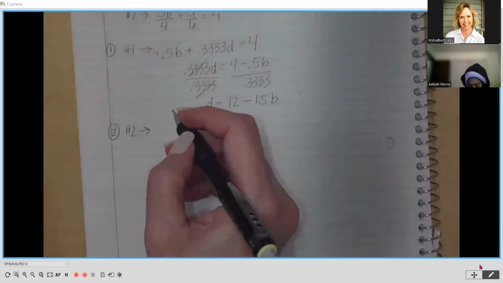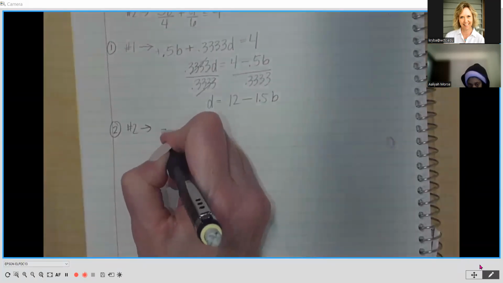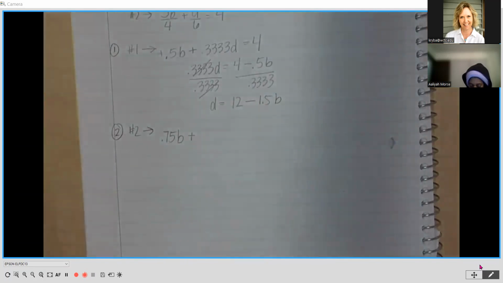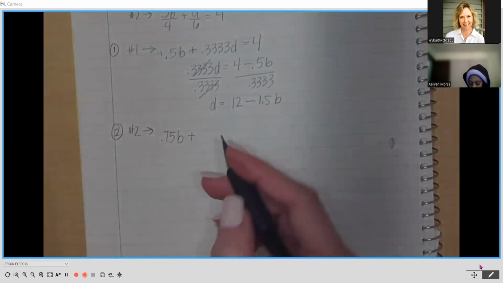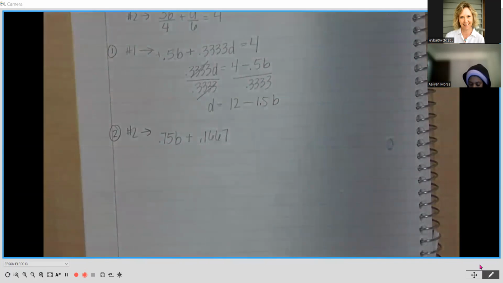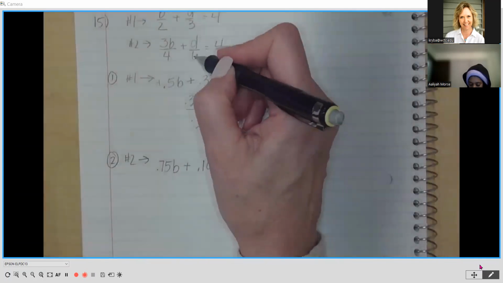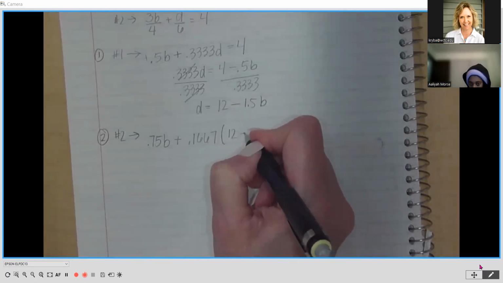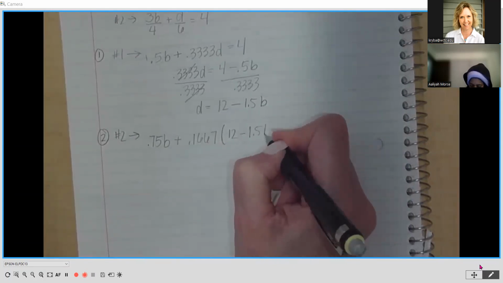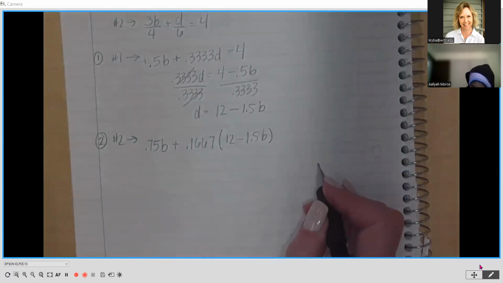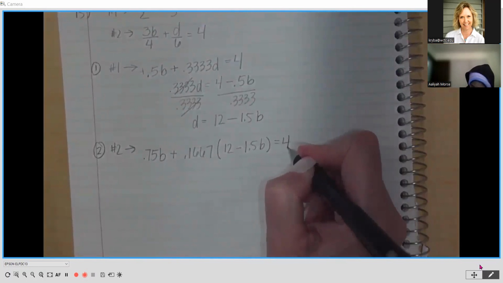Okay, so here again, I'm going to do my decimals: 0.75 times B plus 1/6, which is 0.1667, because it's D over 6, so 1/6 times. Now, instead of writing D, I'm going to do times 12 minus 1.5 B, is equal to 4.